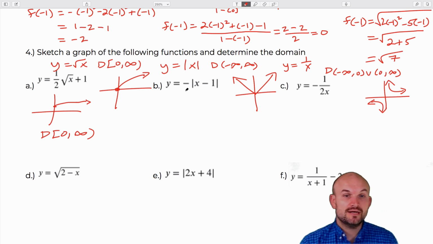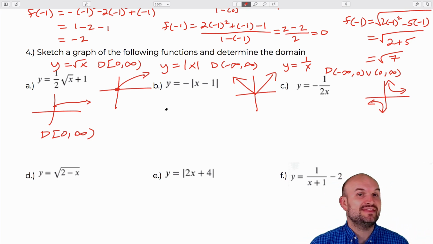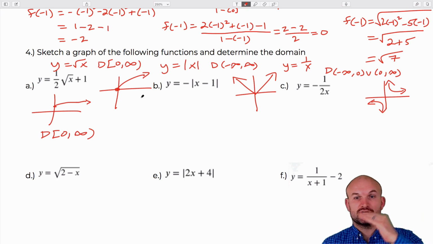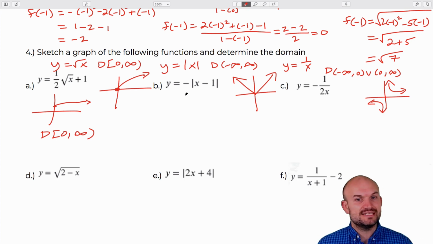All right, for the next one, we notice that I'm multiplying by a negative on the outside. That means it's going to be a reflection, but it's going to be a vertical reflection. So vertical reflections are reflections about the x-axis. And then I'm subtracting a 1 inside the function. So now that's inside, that's going to be a horizontal shift right or left, which is going to be a shift 1 unit to the right.